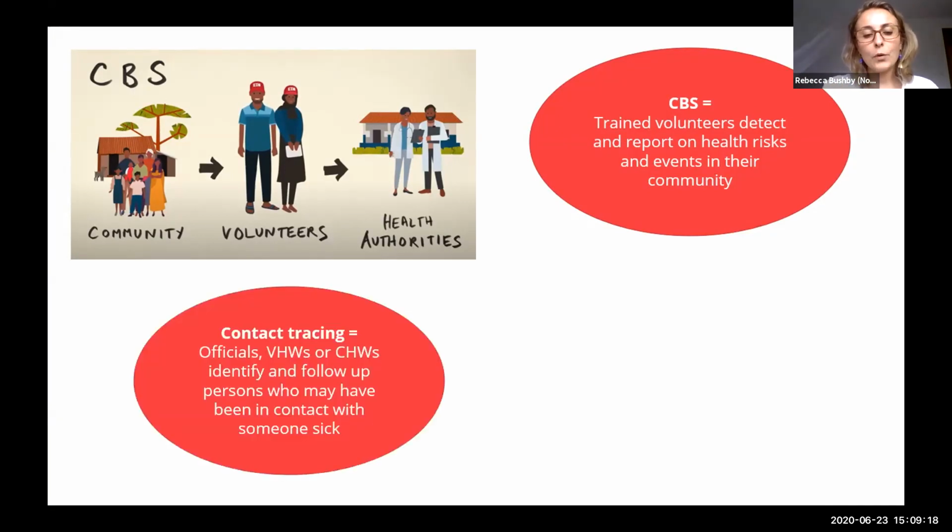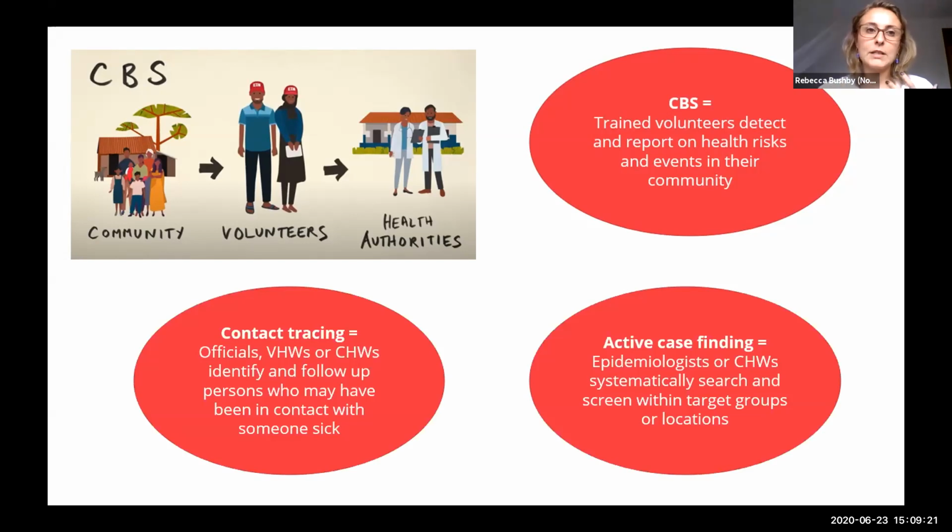What we get a bit of is confusion about what is CBS, what is contact tracing, and what is active case finding. So contact tracing is different from community-based surveillance, because in contact tracing, there are officials that identify and follow up on people who have been in contact with someone who is sick. So you are trying to trace the contacts of the person who's sick, right? For active case finding, it is when community health workers or epidemiologists are systematically searching and screening within target groups for people who are sick. So the difference there is that community-based surveillance is when community volunteers are detecting signs and symptoms, quite often when they are out doing other community health activities.